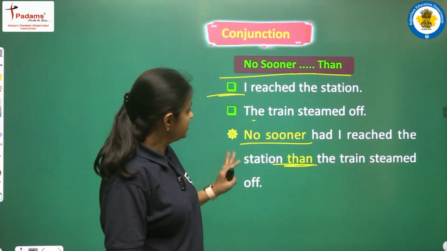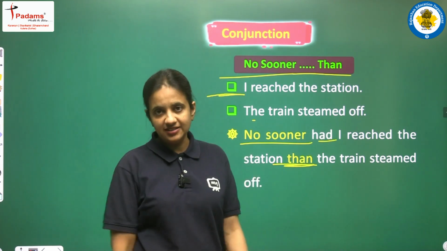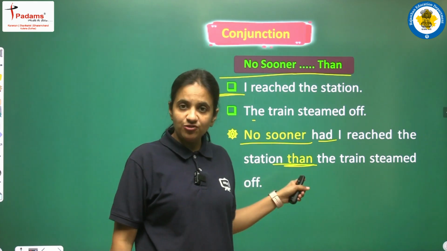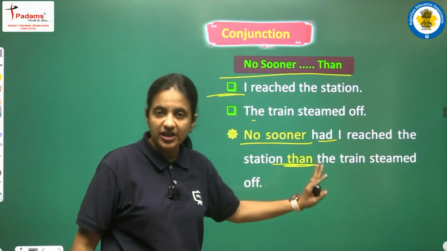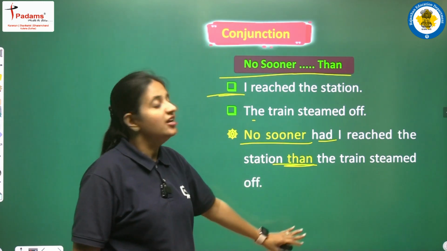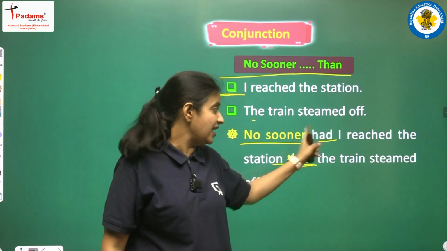So students, one thing is clear here, that after "no sooner" we are using "had" in the sentence. And be very careful regarding "than". What is the spelling of "than"? It is T-H-A-N. We can't use "then" here. The spelling will be T-H-A-N. So after "than" we have to write the action that happened after this action, right?